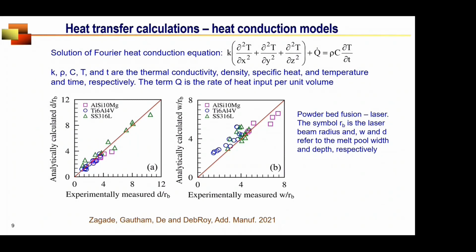W is the width of the pool, and D is the depth of the pool, and RB is the radius of the heat source. So D by RB plotted against experimentally measured value of the same quantity. And you can see that using this heat conduction model, it is possible to accurately determine the fusion zone dimensions of depth and width. So it's useful in many cases.